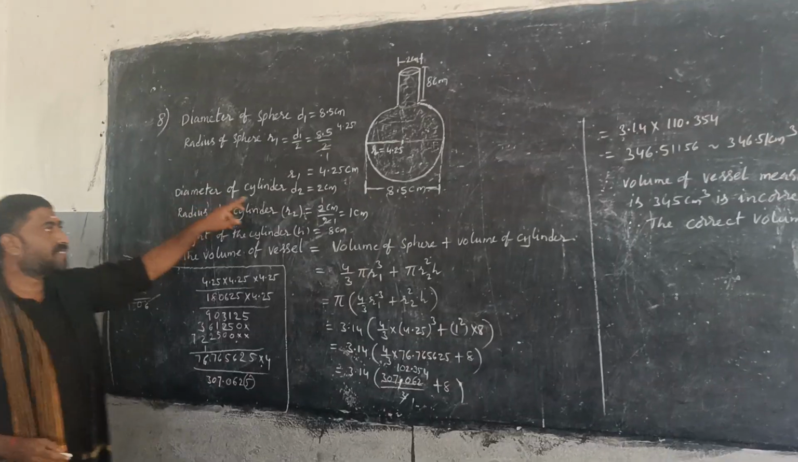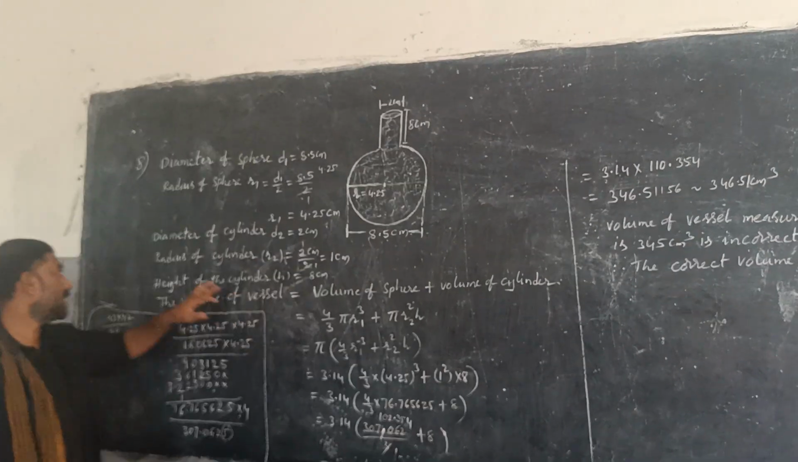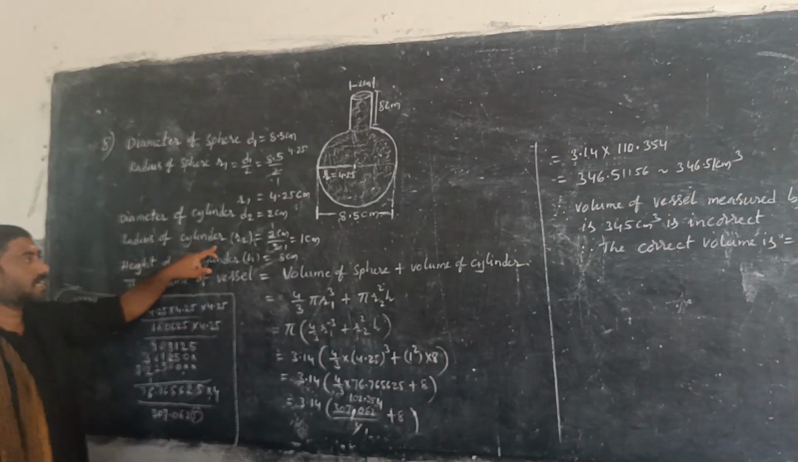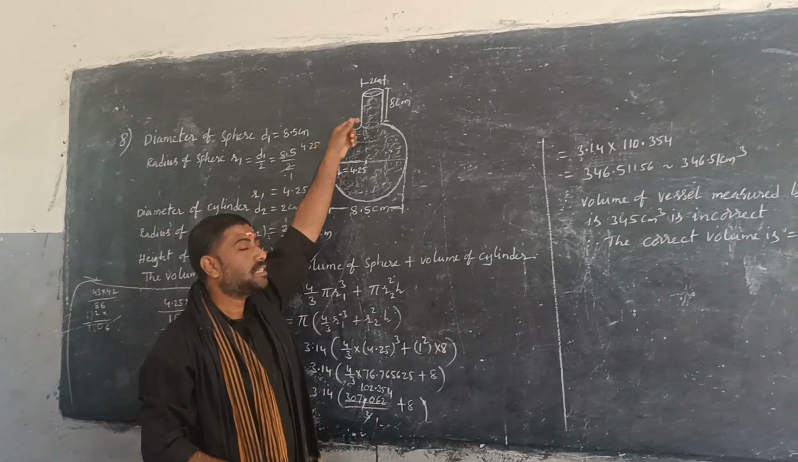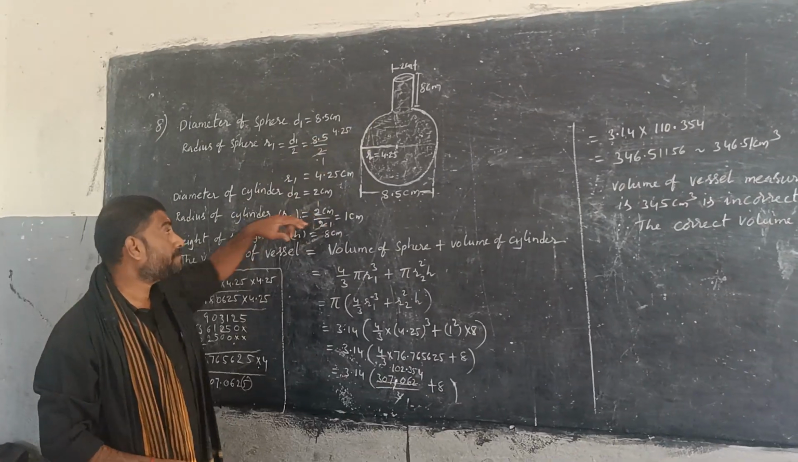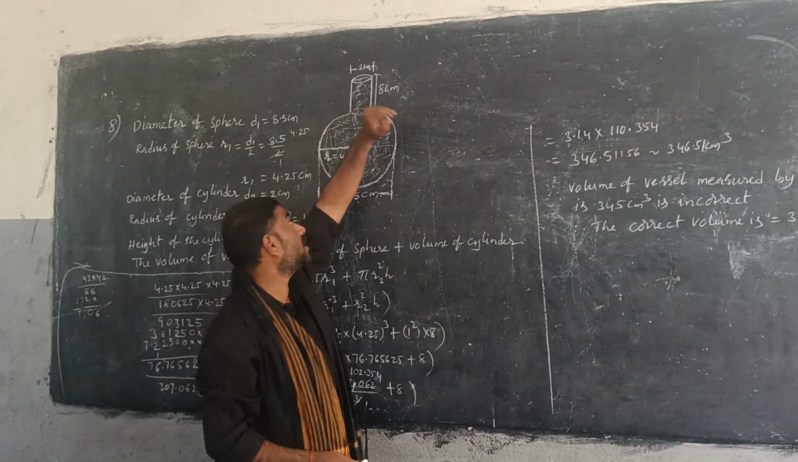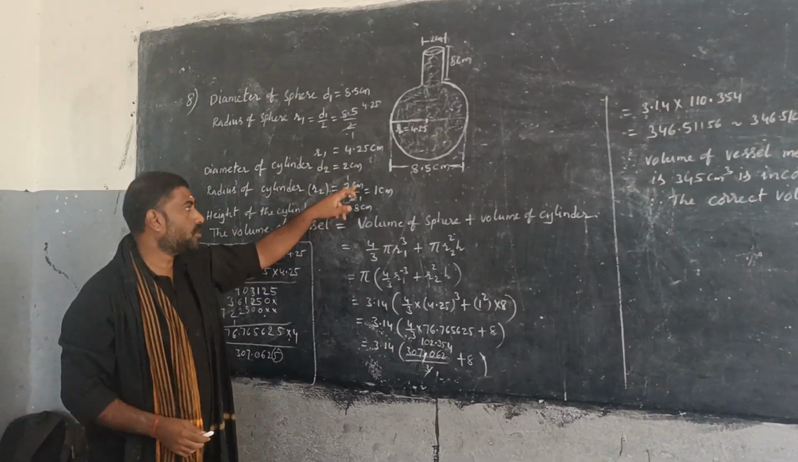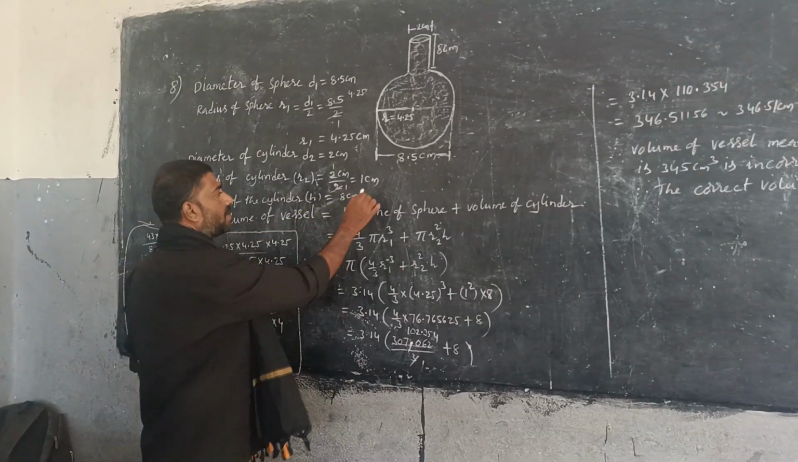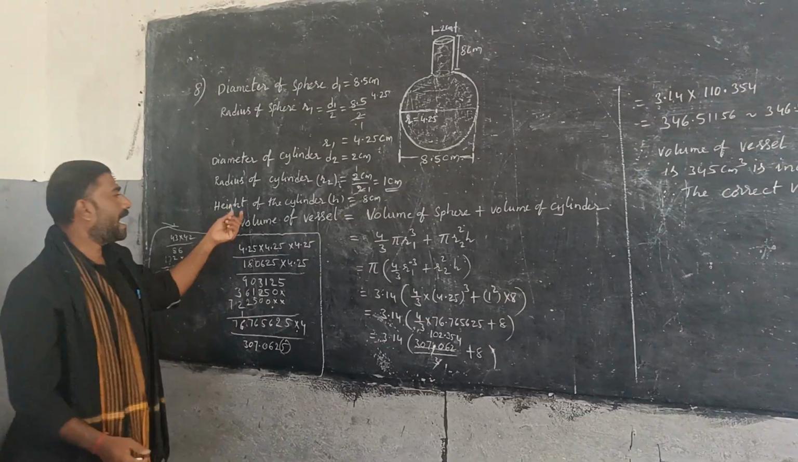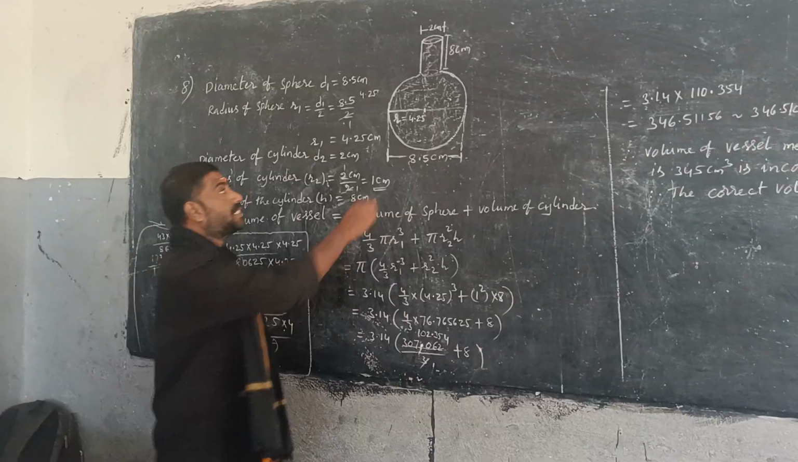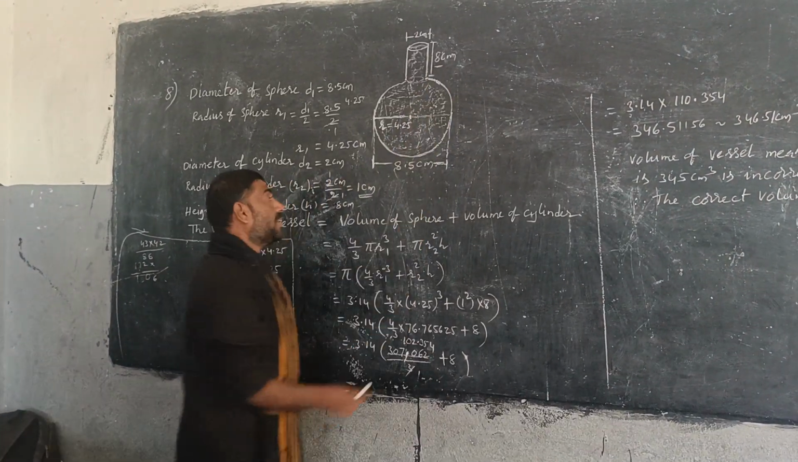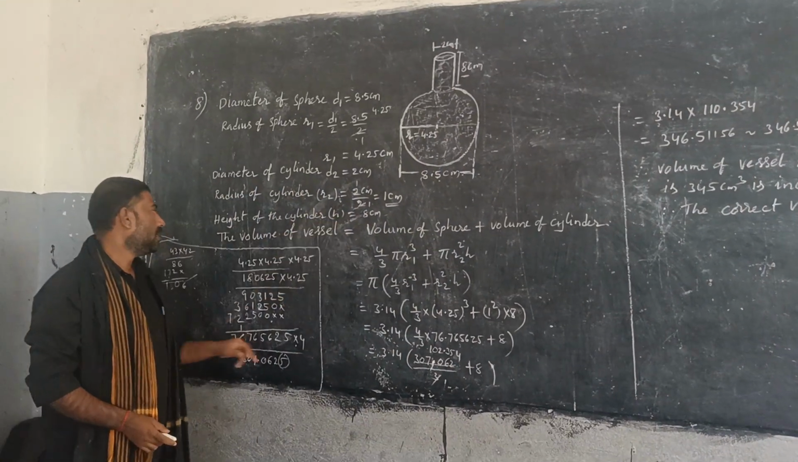The diameter of the cylinder d2 is equal to 2 centimeters, because the neck is in the shape of a cylinder. Then the radius of the cylinder r2 is equal to 2 centimeters by 2, that is equal to 1 centimeter. The height of the cylinder is given as 8 centimeters, h.